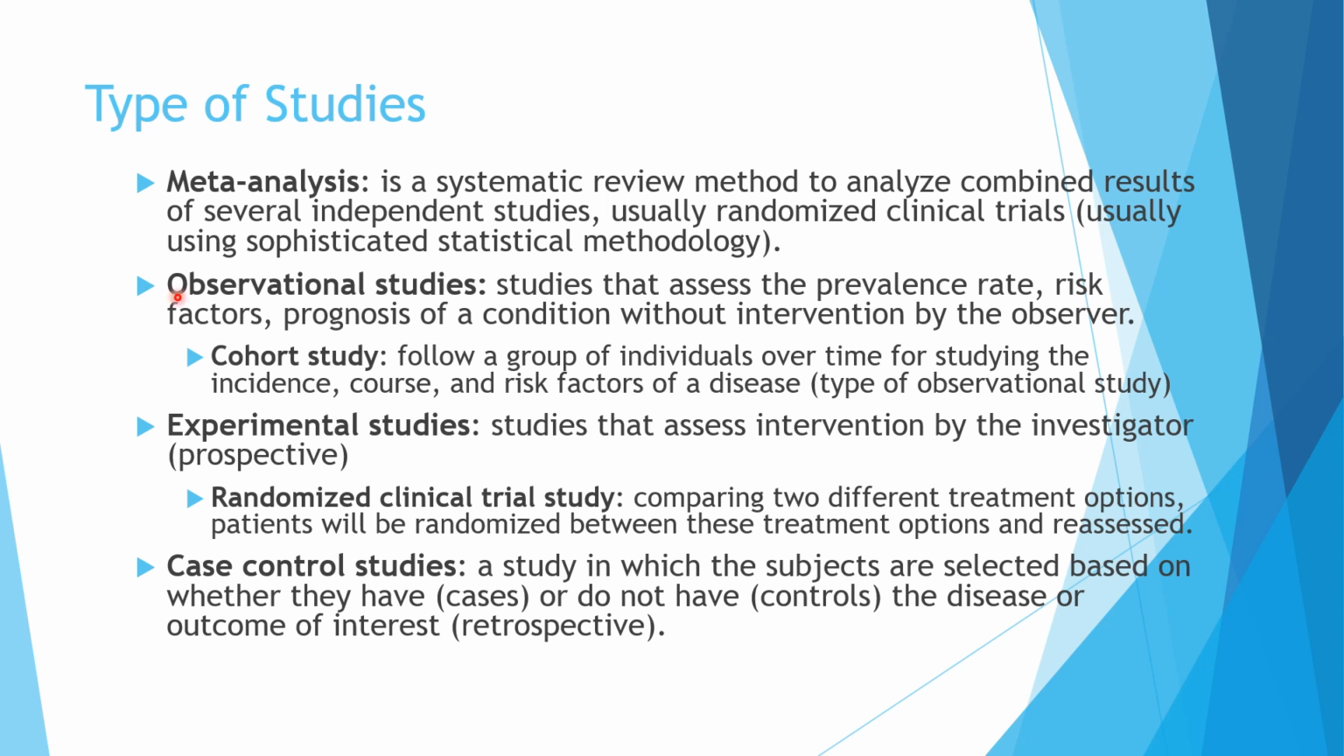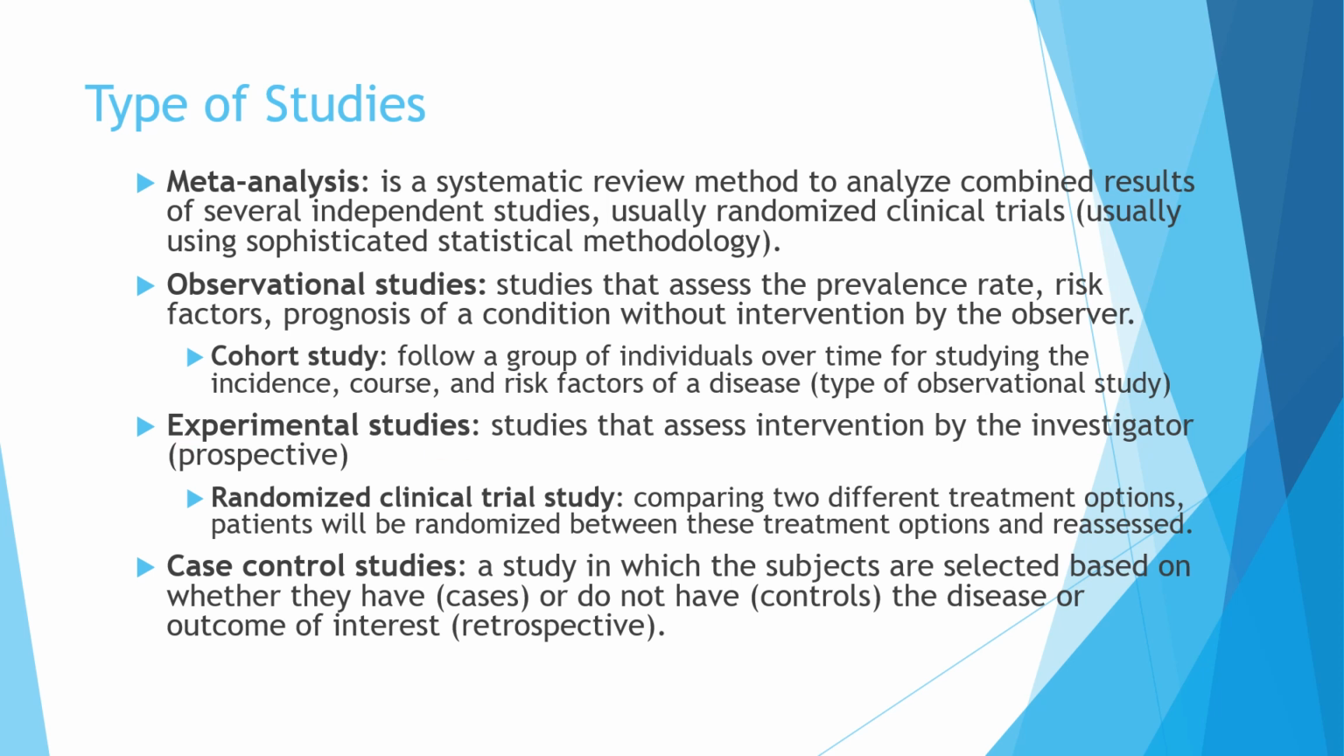There is something called observational studies. In the observational study, the investigator does not interfere. He just observes the finding. So this can be, for example, prevalence rate, risk factor, prognosis of a condition. One type of observational study is called a cohort study, in which the investigator studies a group of individuals over a period of time. So if there is a group of individuals over a period of time, it's called a cohort study. So cohort study is a type of observational study.